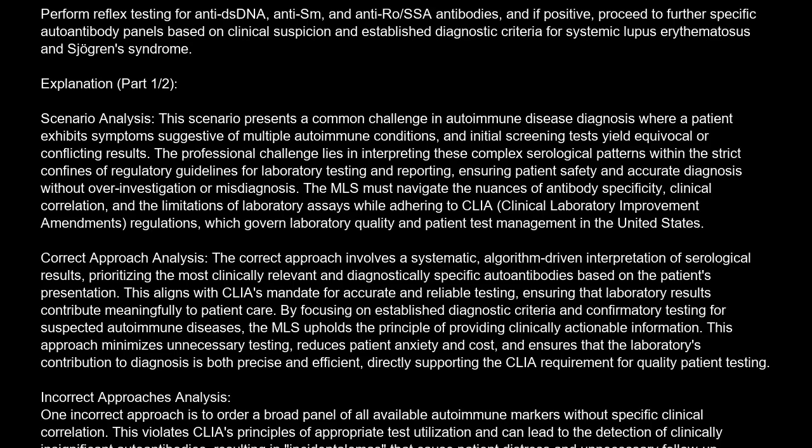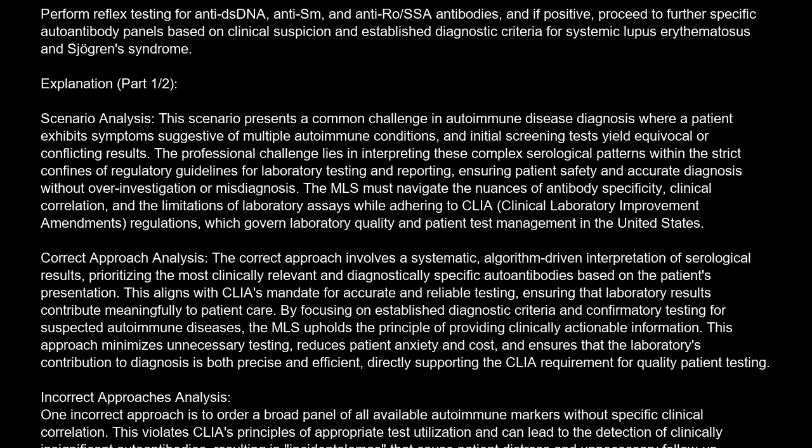The correct answer is B. Perform reflex testing for anti-dsDNA, anti-Sm, and anti-Ro/SSA antibodies, and if positive, proceed to further specific autoantibody panels based on clinical suspicion and establish diagnostic criteria for systemic lupus erythematosus and Sjögren's syndrome.